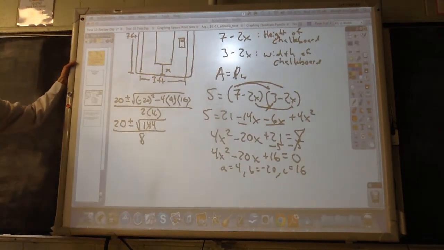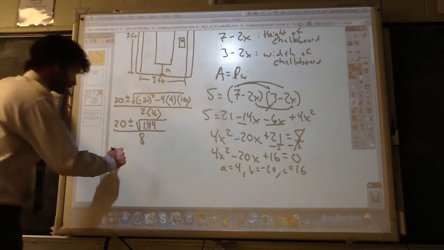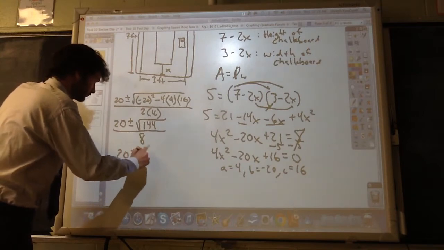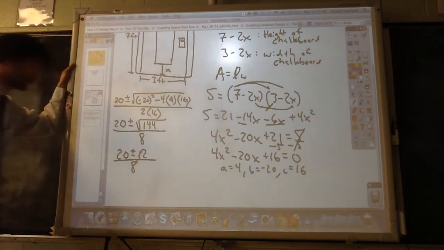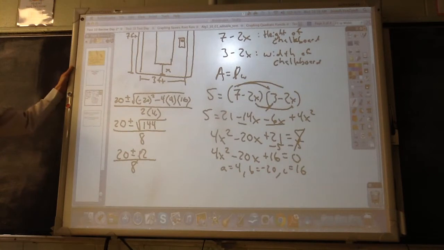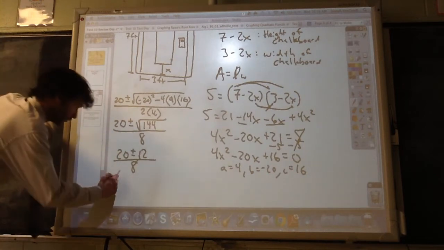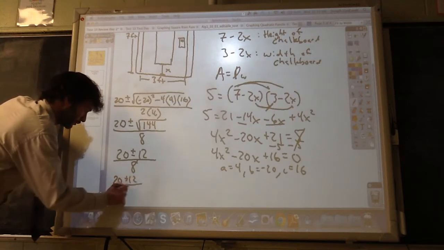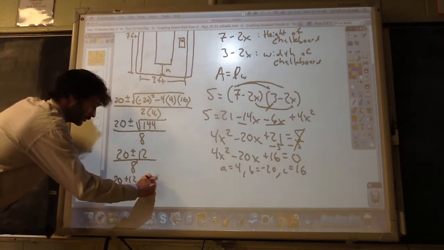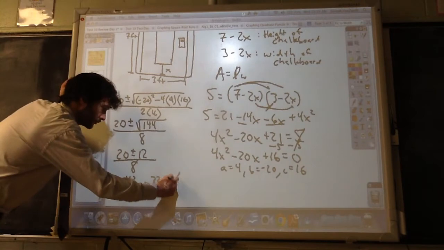Okay, now what? Square root of 144, which is 12. Okay, so now I'm going to get two answers, right? 20 plus 12 over 8, 20 minus 12 over 8. That would be 32 over 8, which would be 4.